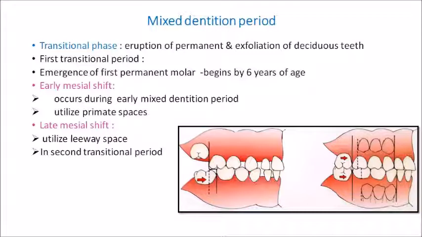And early mesial shift makes use of the primate spaces. We have already seen what are primate spaces. So early mesial shift of the lower first molars is making use of the primate spaces. Now late mesial shift is happening during the second transitional period and it makes use of the leeway space.